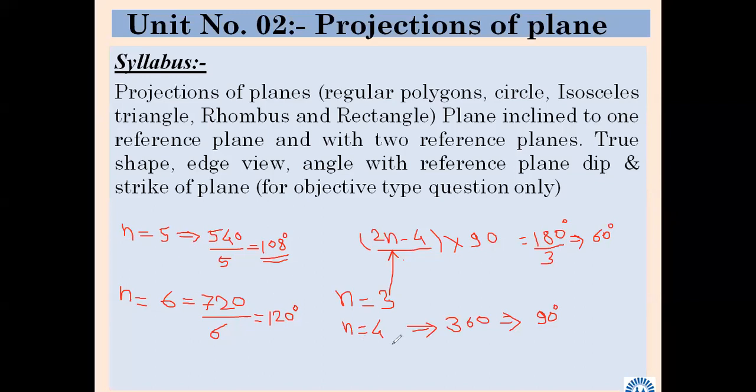Internal angle of a regular pentagon, how much is it? If I ask this question, we should remember it hereafter. Always we require this angle, 108. Similarly, there is one method to draw this hexagon. For your information, you can remember the internal angle of a regular hexagon is 120.